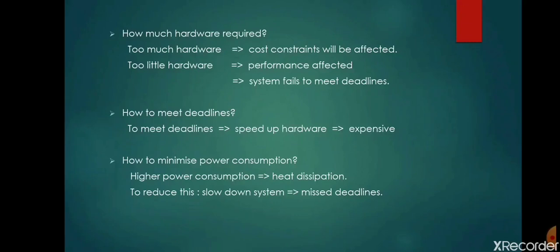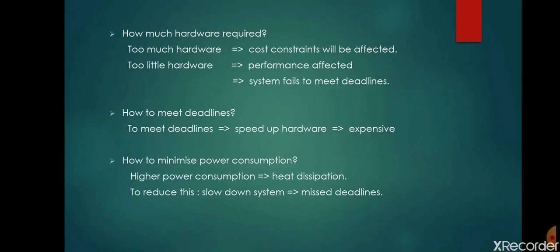Second one is how to meet the deadlines. So a deadline is a time period within which our embedded system must be developed and it must also be working. So one of the methods to meet the deadline is to speed up the hardware. When we speed up the hardware, the program will run much faster. But here the challenge is the system will become more expensive when we increase the use of hardware. So this is the second challenge.